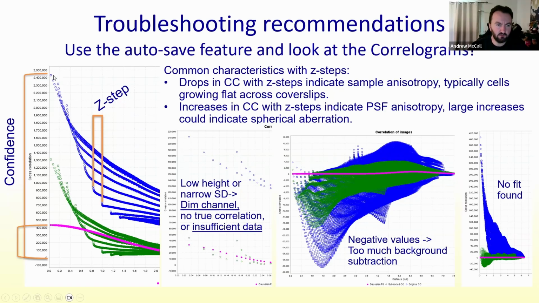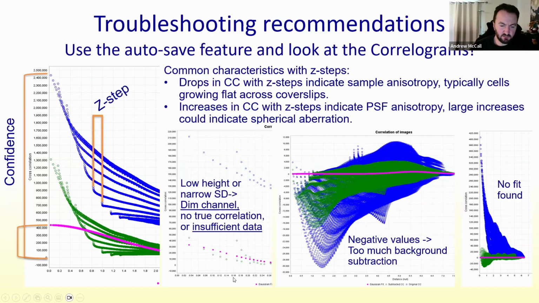You can also get increases. Like you can see here, cross-correlation is going down, and then we get a jump with the z-step. And this is often due to PSF anisotropy, which is totally normal. But if you have really large jumps, or if this seems like it's just not going down fast enough, that can indicate spherical aberration.